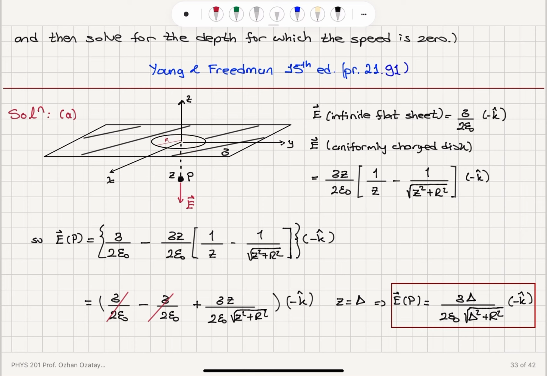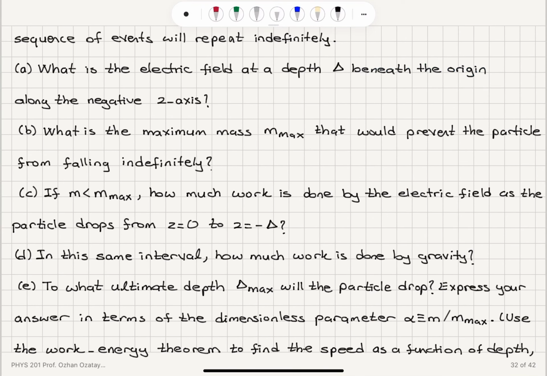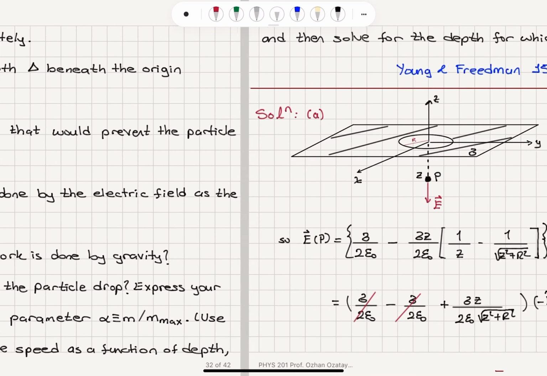On the other hand, we solved for the maximum mass this particle can have for it not to fall indefinitely. In part C of the problem, if m is less than m max, how much work is done by the electric field as the particle drops from z equals 0 to z equals minus delta? And in part D, in the same interval, how much work is done by gravity?